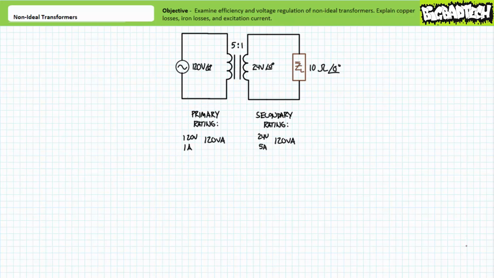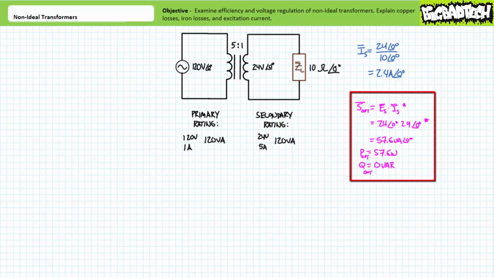Let's first perform an analysis of the secondary output. When 24 volts is applied to a 10 ohm resistive load, Ohm's law demonstrates that the current through it will be 2.4 amps at an angle of 0 degrees. Given these conditions, the power equation demonstrates that the load will consume 57.6 volt amperes of apparent power, all of which is being directed towards 57.6 watts of real power, and none of it towards a reactive interchange. This is well inside the operational range of the secondary winding's rated current and rated power.